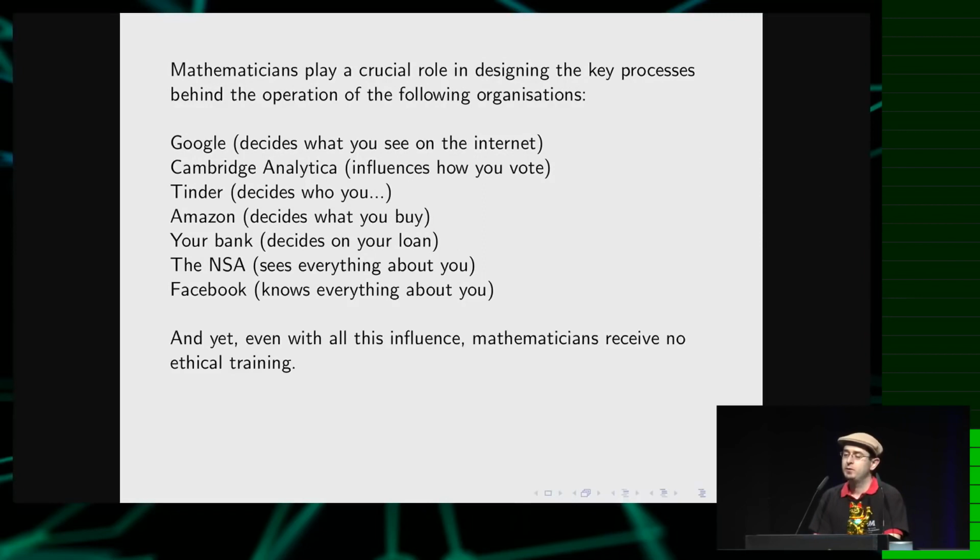Yet, even with all of this influence, mathematicians receive no ethical training. They have vast amounts of influence on the way the world is working. That's increasing by the day. But no one ever tells them they should think about the impact of their mathematical work. So, do you see a problem?